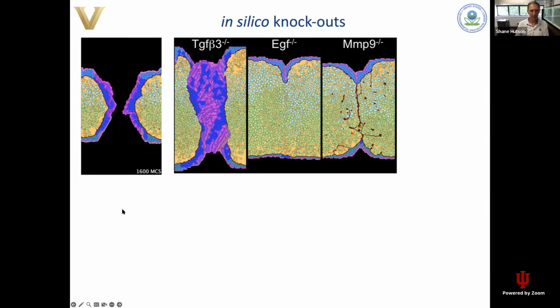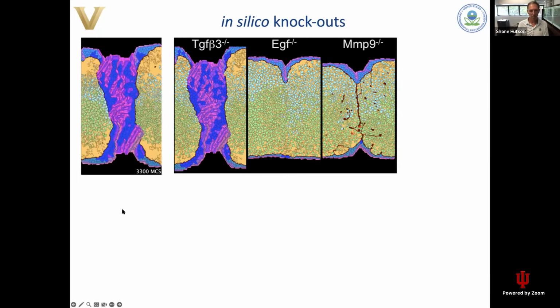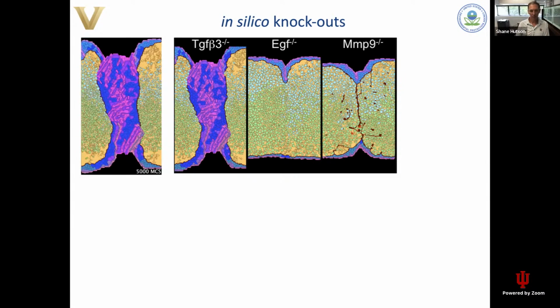And this is the TGF-beta mutant movie playing, and you can see how just the epithelia overrun. They don't suppress their proliferation enough because the TGF-beta isn't there.